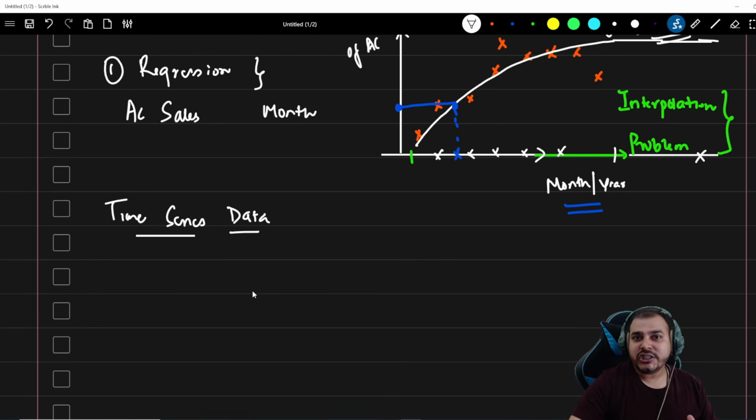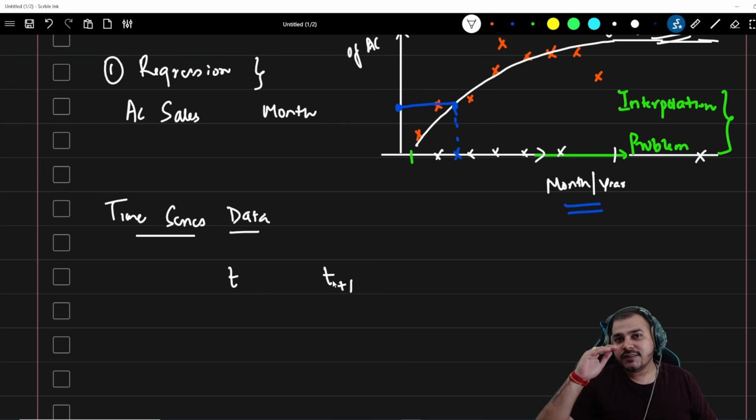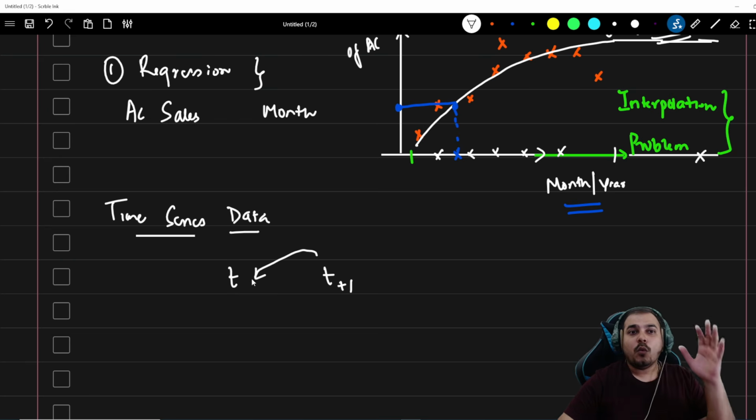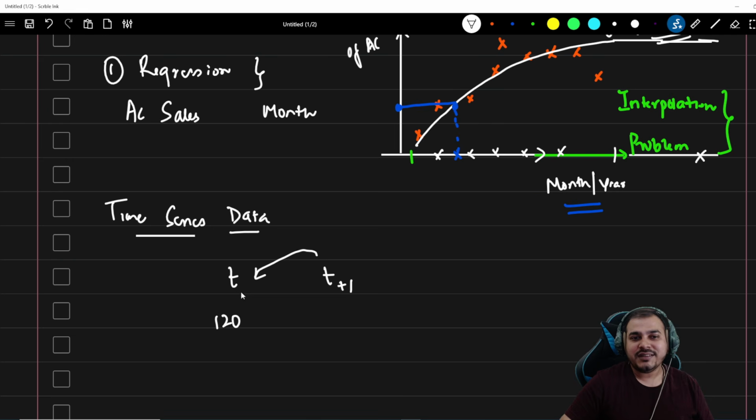Here, suppose on a specific day, which I specifically call T, the sales of AC was something. If I want to predict for T plus 1, that is for the next day, then I will be dependent on my previous data. That is, at this time T, what was the sales of the AC, right? Suppose the sales of the AC was somewhere around 120. Now, based on this lag, I will just call this one lag because I am going one timestamp behind.